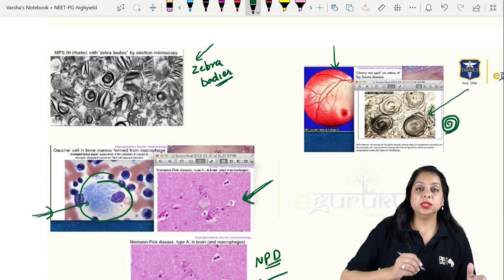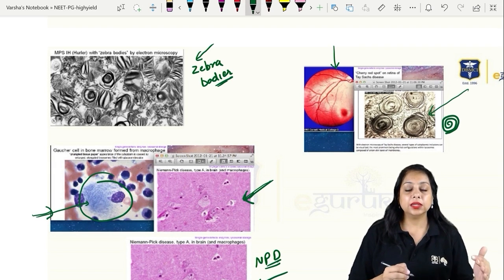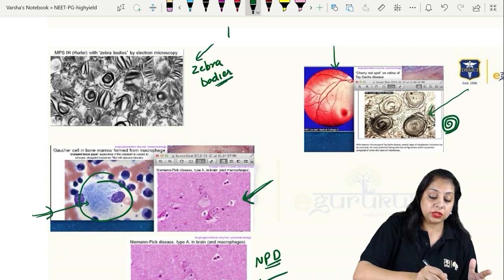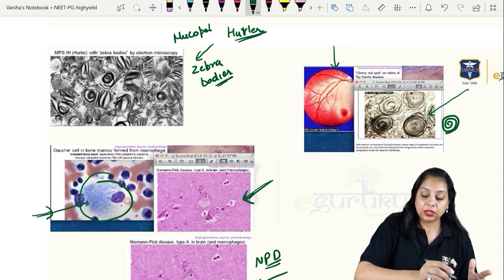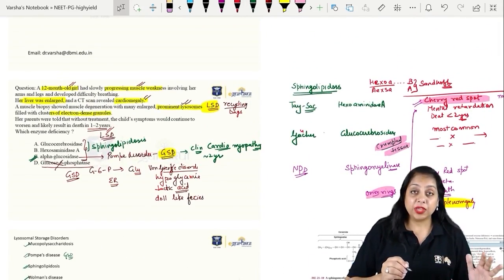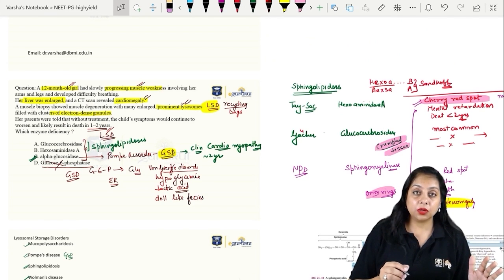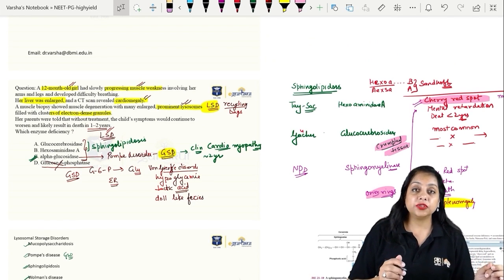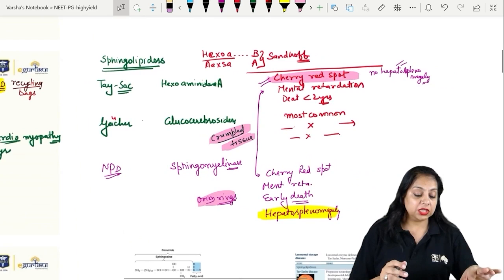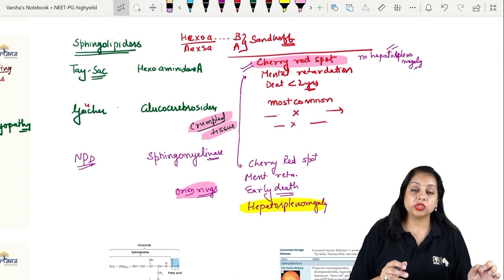They usually we see in the Hurler syndrome. That is another kind of lysosomal storage disorder, but that is a mucopolysaccharidosis. Hurler and the Hunter syndrome. But now we are pretty much clear about Pompe's disorder, which is actually a glycogen storage disorder categorized under lysosomal storage disorder. We now know the three major sphingolipidosis: Tay-Sachs, Gaucher, Niemann-Pick disease.